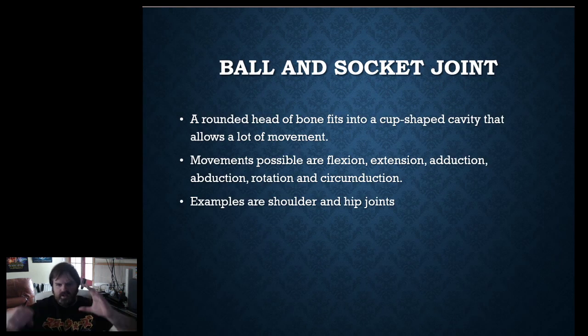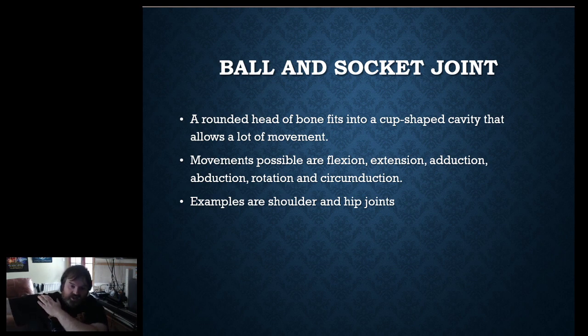So the ball and socket, you get a rounded cup. It fits in a cup-shaped cavity, but this one has a lot more range of motion available to it. Again, you've got flexion and extension, which is basically closing in towards the body line, closing away from the body, right? But you also have, if you imagine the body line here in the middle like this, abduction, which is when it moves away from the body line. Adduction is when it comes towards the body line.